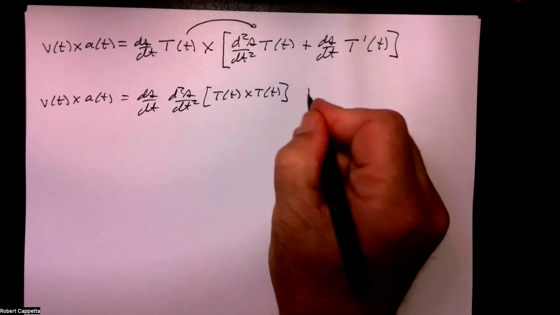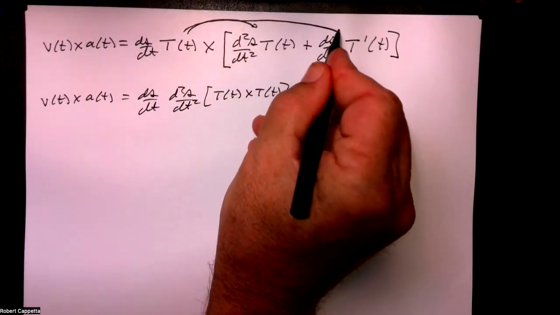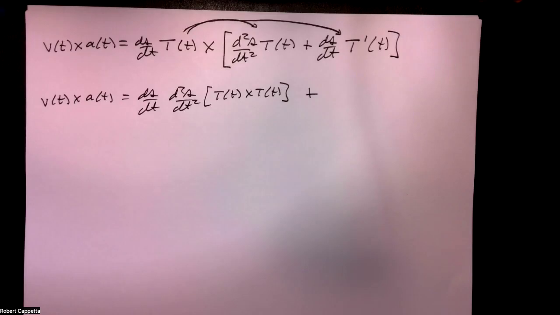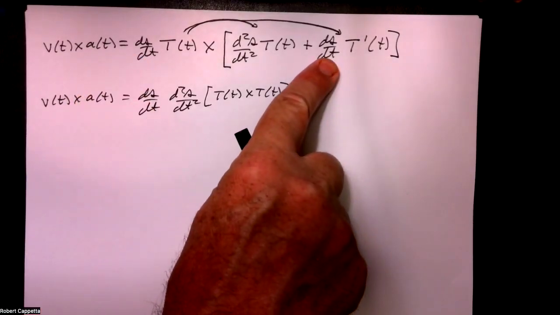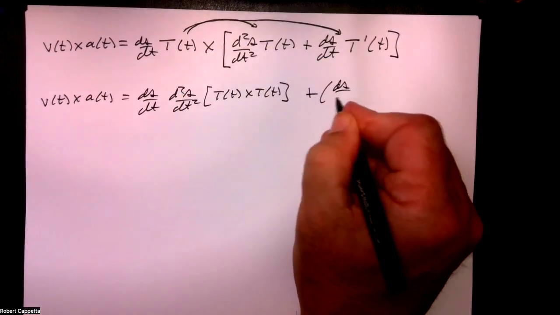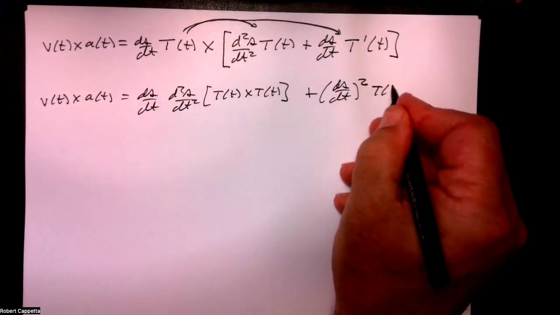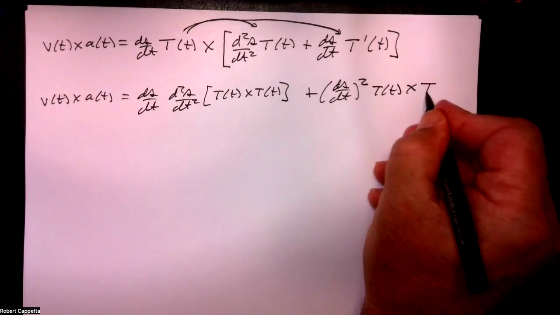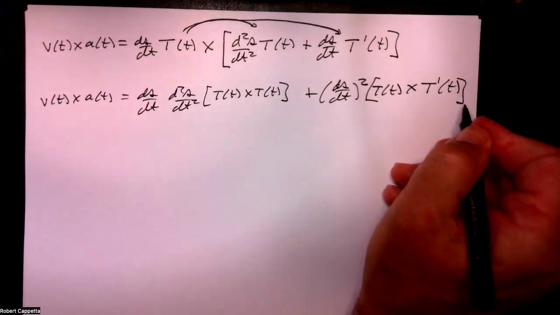Plus, do the cross product this way, ds/dt T of t cross ds/dt T prime of t. So we have ds/dt here, and we have ds/dt there. That'll be ds/dt squared. Then I have T of t cross T prime of t. And again, let's go ahead and focus on that part.